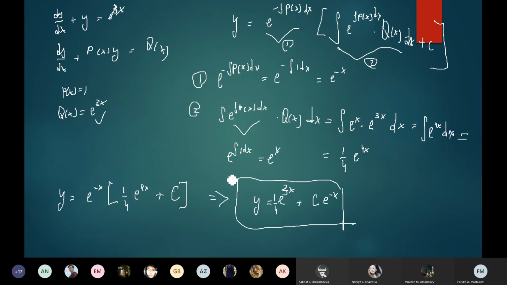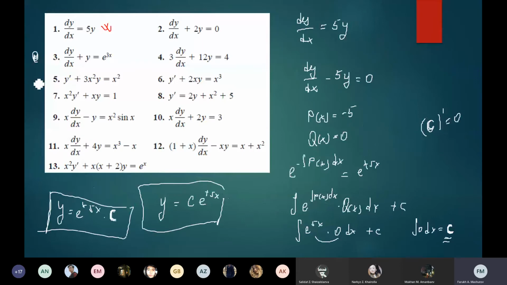Any questions? Let's start Bernoulli. If you don't have any questions from here, all the exercises we didn't solve will be homework, guys. Homework from 2 till 13. This one is homework.